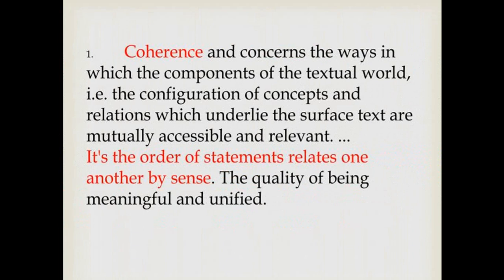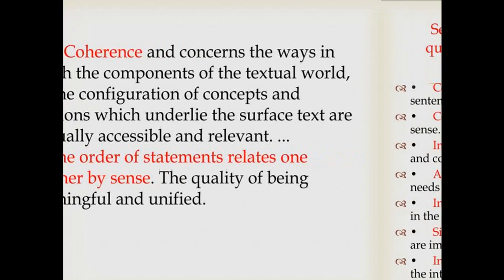Coherence concerns the ways in which the components of the textual world, for example the configuration of concepts and the relations which underlie the surface text, are mutually accessible and relevant. It is the order of statements relating to one another by sense. So coherence usually relates statements by sense, not, for example, by conjunctions or links. It is the quality of being meaningful and unified.